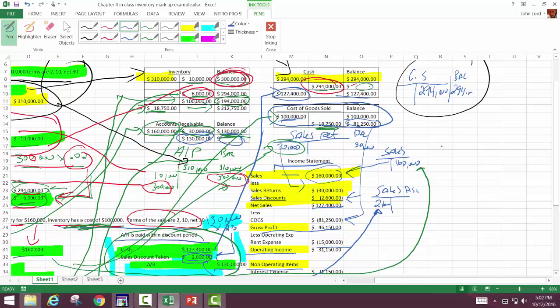The difference between my net sales and my cost of goods sold is called gross profit. Two key terms that you're going to have to know for the rest of your life. Your fault, not mine. You decided to be a business major. You have your sales minus your discounts minus your returns, which is net sales. Net sales minus cost of goods sold is called gross profit. You need to know that for the rest of your life.